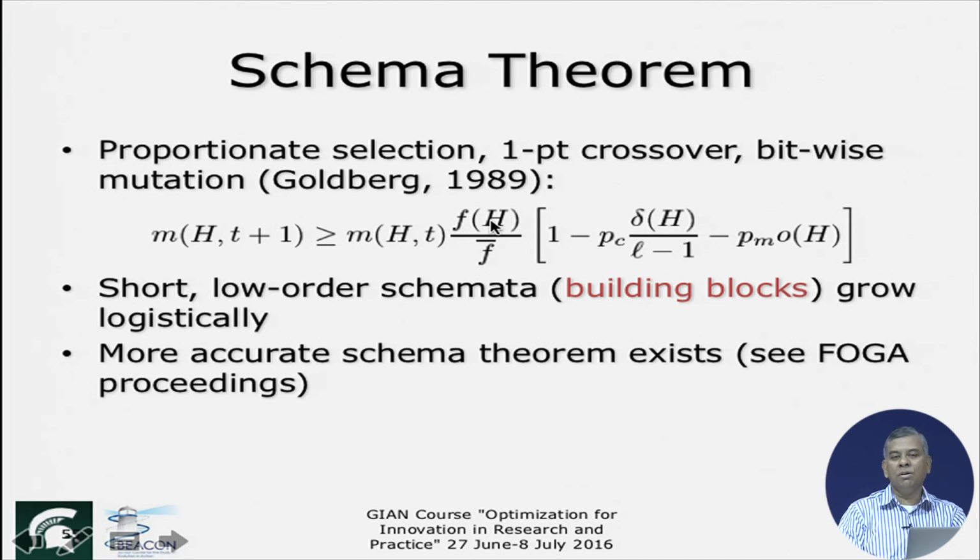So now in your problem, if you identify H, you can investigate by this formula and say whether this schema is going to grow or not. And schema actually represents a contiguous region or some region in the search space, right? It need not be contiguous, it could be periodic as we have shown. Whether this is going to grow or not.